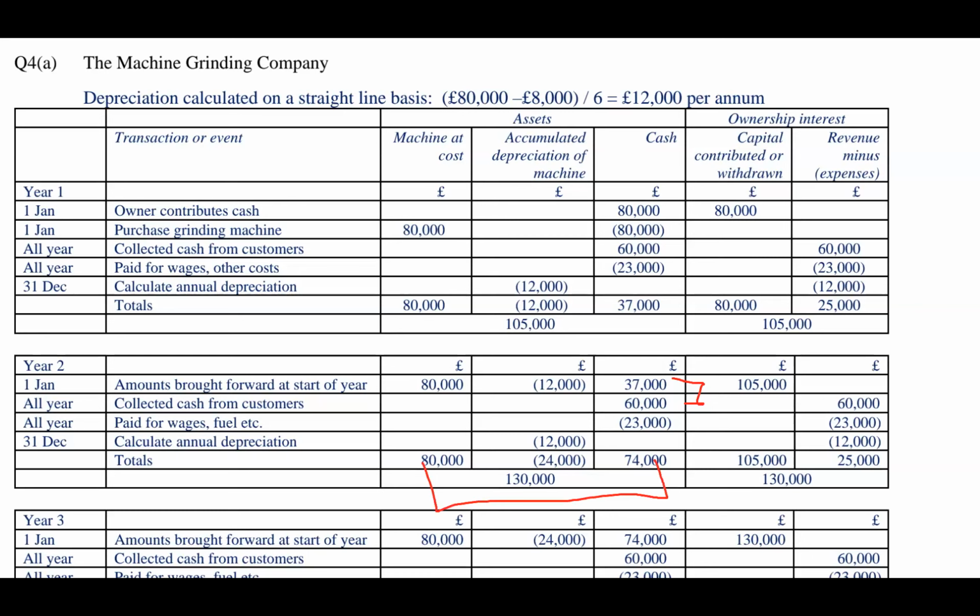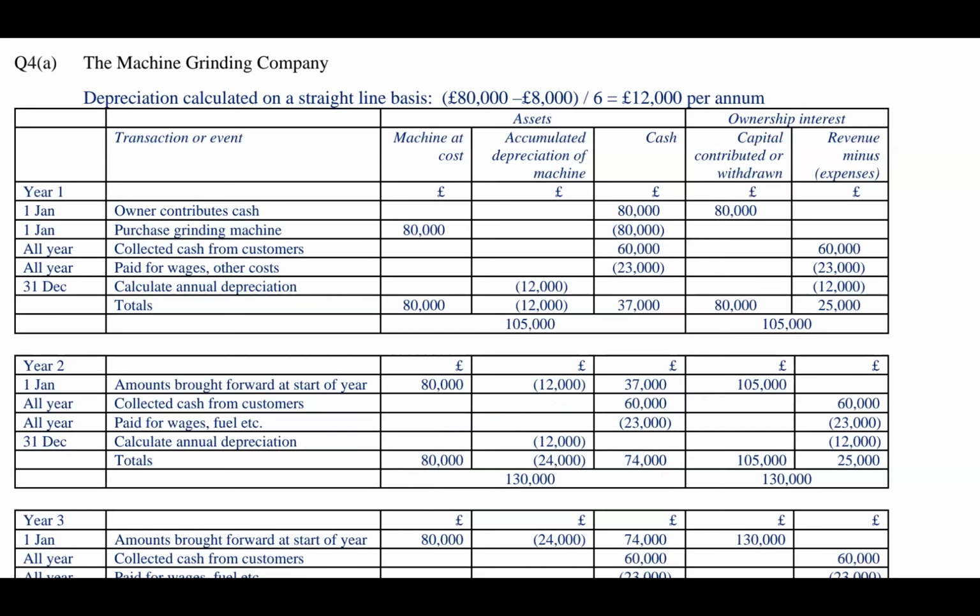right? Add 80,000 plus 74,000 minus 24,000. Yes, we get 130,000. Exactly. Then you go on the other end, 25,000 plus 105,000, giving us 130,000. Is that right? Are you fine with the spreadsheet? Yes. So basically the collected cash from customers paid for wages, it will be the same every year. That is what the question has said.